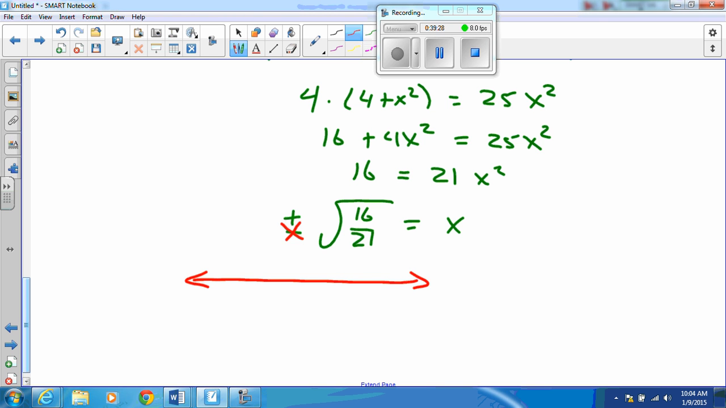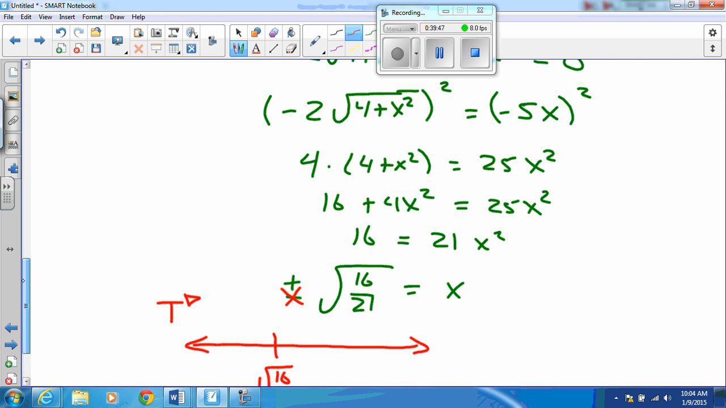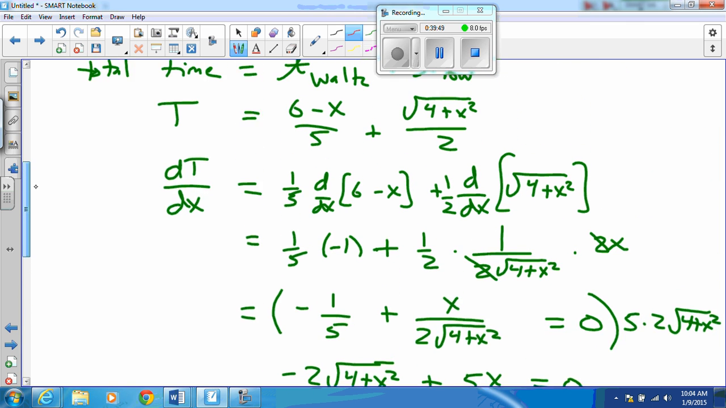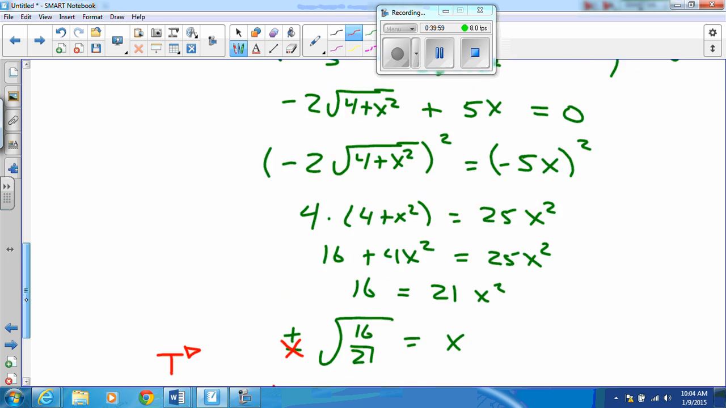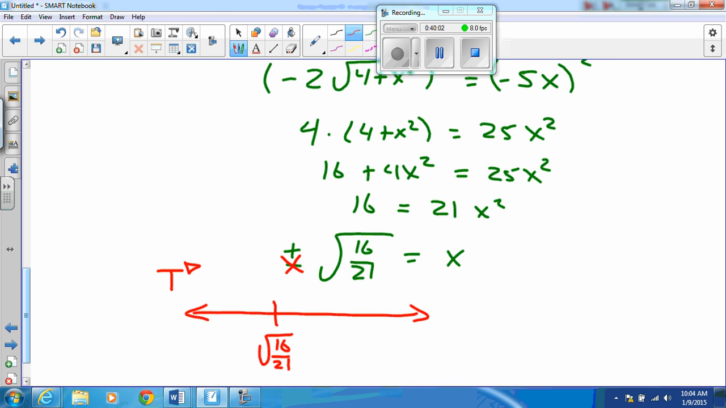Well, let's take a look at a number line. We can either make an argument from the sign of t prime, or we can make an argument from critical points and endpoints. If we make an argument from the sign of t prime, we put our single critical point on the number line right here. And we consider for t prime, right here, what happens when we plug in a value that is less than root 16 over 21.